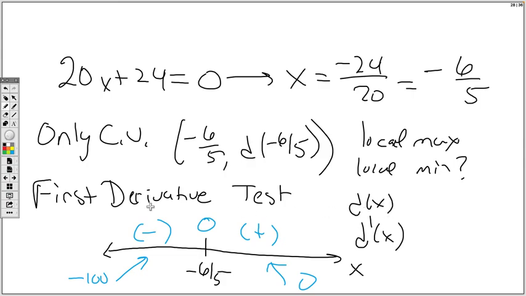And sure enough, what does that mean about the function itself? A negative first derivative means all the slopes are negative, so it means it's what? Decreasing. And then at negative 6/5 it does what? Levels out, and then it's what? Increasing. So sure enough, what kind of feature does that make there? A minimum. And since it's the only critical number, we know it has to be the absolute minimum.